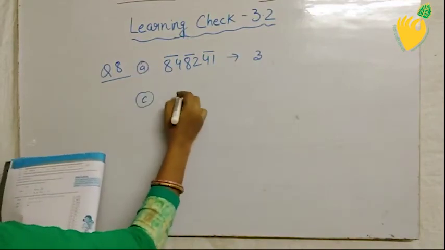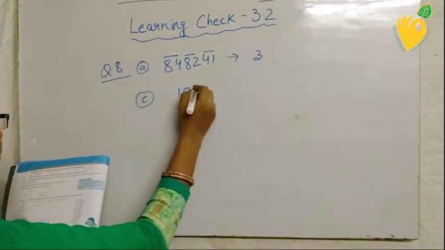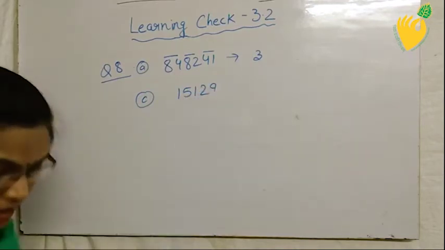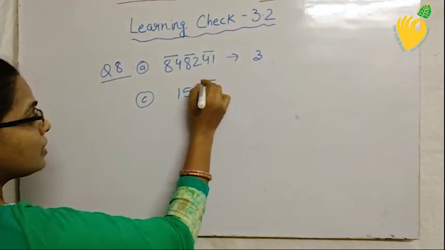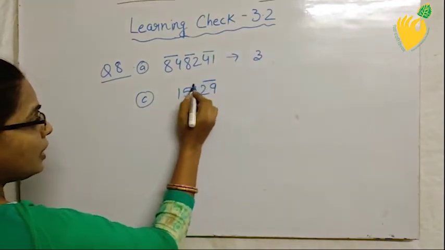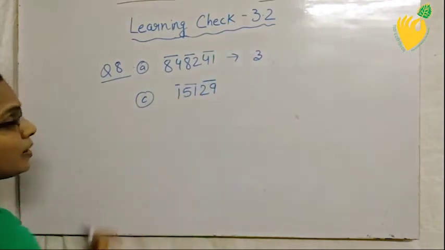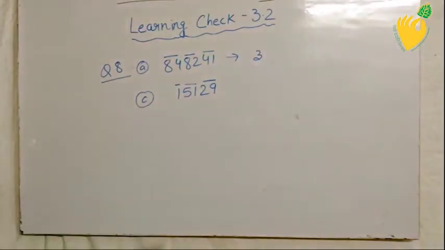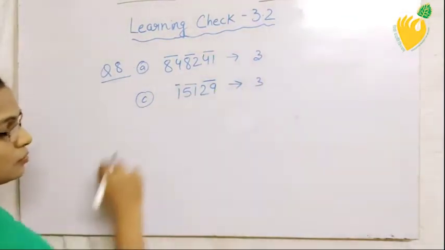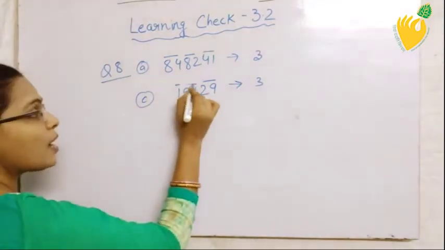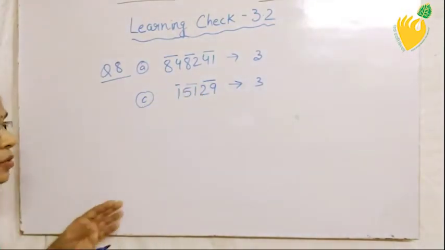This is 15129. We will start making the pairs from the right hand side. That is 29, 51 and 1 is alone here. In this case also, students, the number of digits in the square root of this will be 3, because the number of bars is 3.